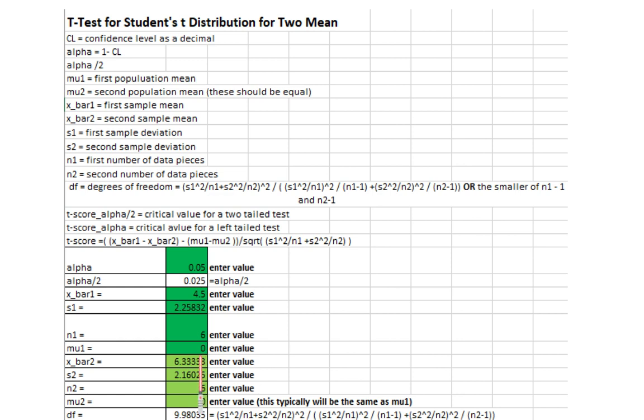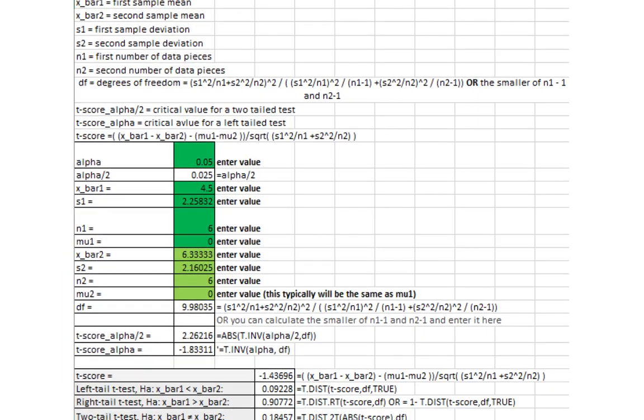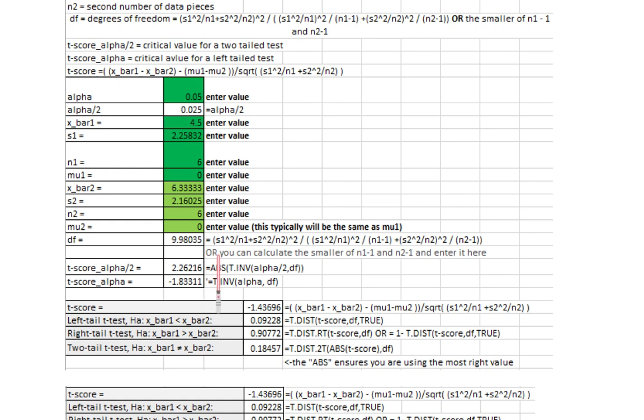Now we assume, unless told otherwise, that we're going to put in mu1 and mu2 to be 0. So mu1 and mu2 will be 0. Typically this will be the same as mu1, though it could be something else. The homework may give you something else. If it does, please use that, but typically, since it doesn't really matter with the test statistic, the t-score, you might as well put in the same number, and I used 0. You're going to put in your second x bar, your second standard deviation, your second sample size, whatever that happens to be. Now the degrees of freedom are super long.